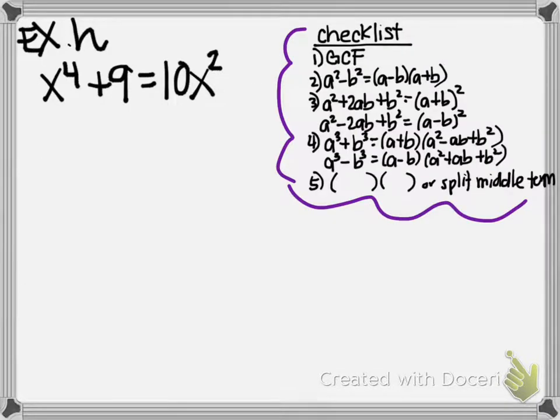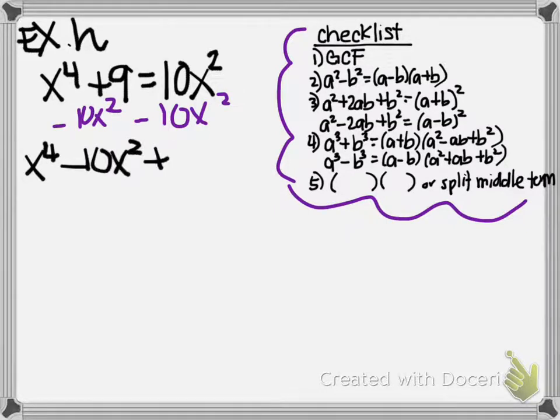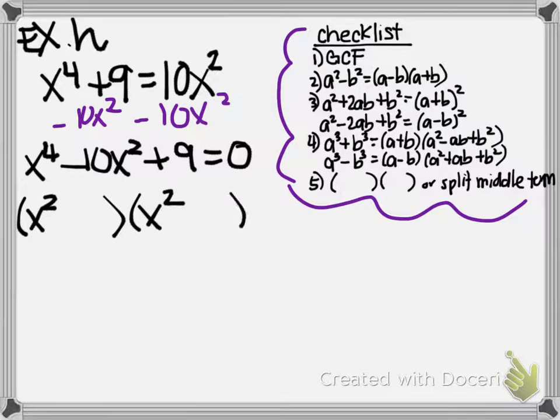So for this one, they're asking us to solve. Because it looks somewhat like a trinomial, most likely we can try and factor it. So we're going to go ahead and subtract 10x squared from both sides, and we will rearrange it in descending order. Notice that the power for this one is a 4 and half of 4 is 2. So we can try and write the binomials with x squared as the first term in each.